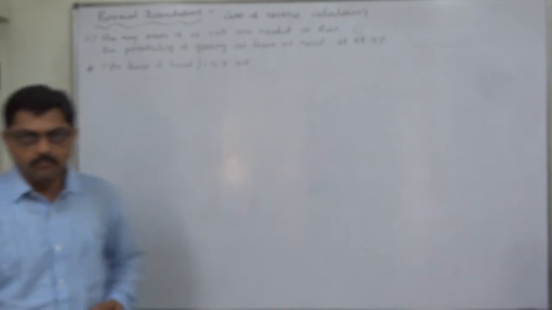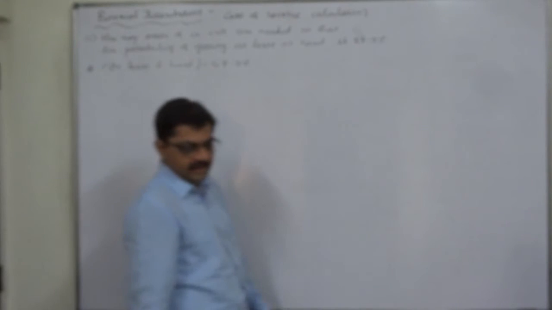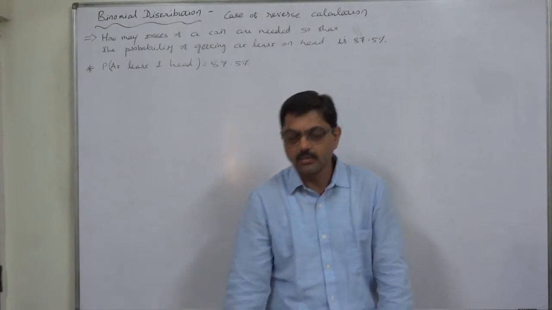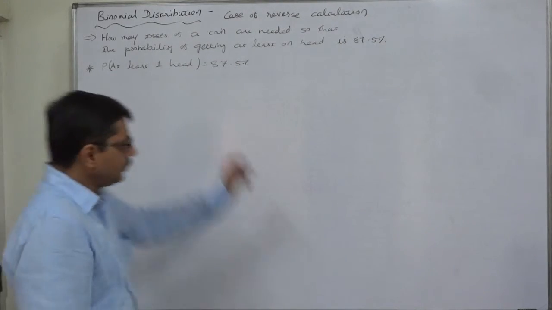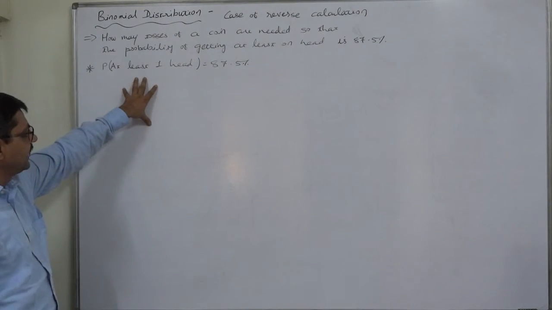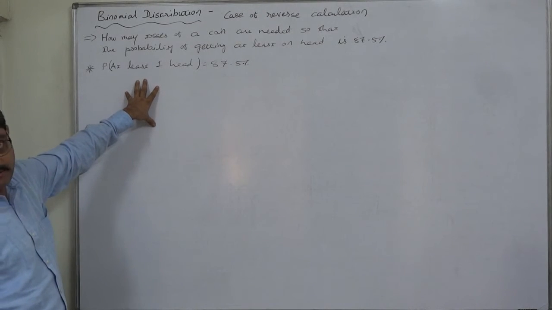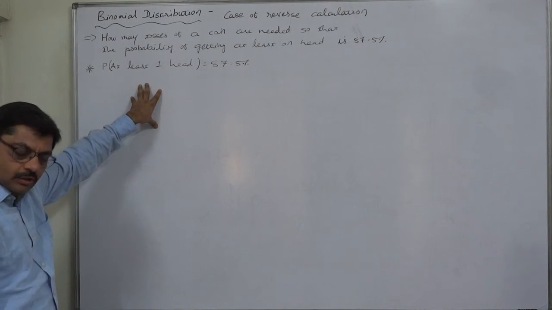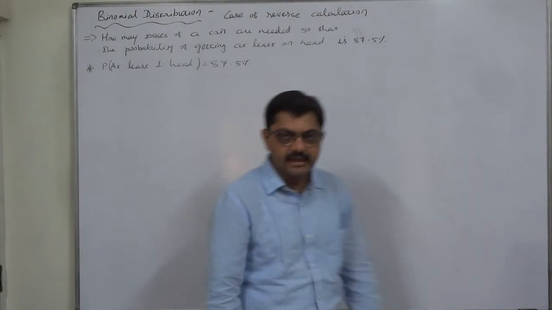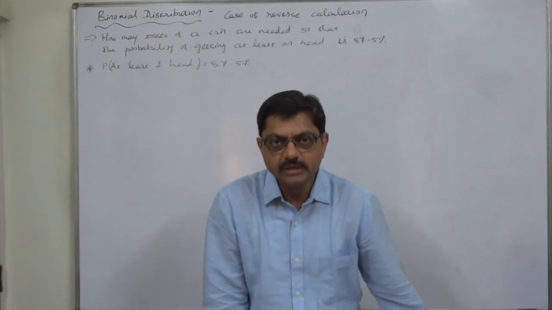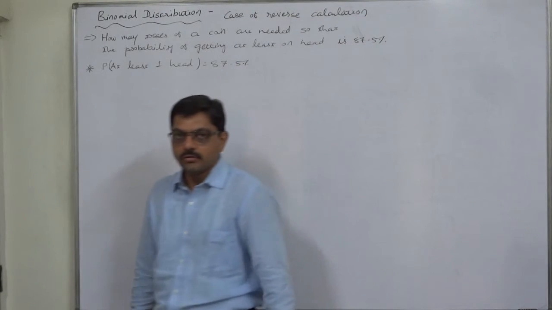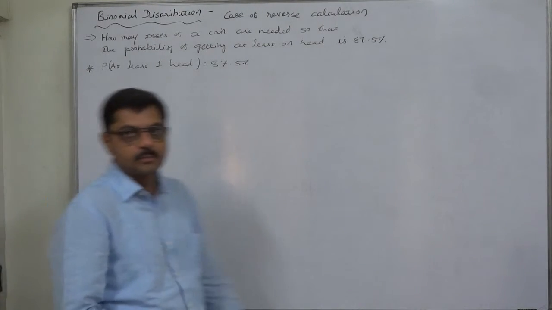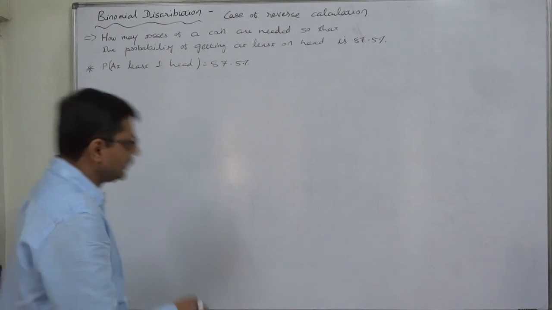We need to find the number of tosses, that is small n. That means the number of trials is finite and fixed or countable. Number 2, in all trials, the probability of getting head remains constant, 1 by 2. The probability of not getting head remains constant, 1 by 2. So the binomial distribution is suitable for this kind of case. That's why we are going to solve this problem through binomial distribution.